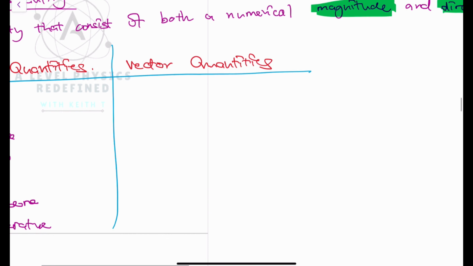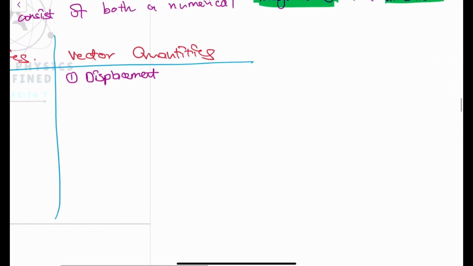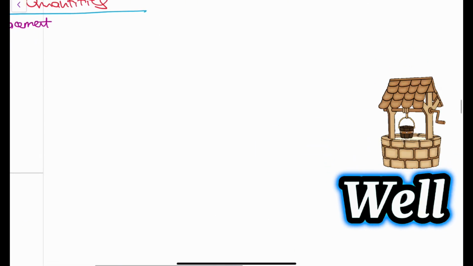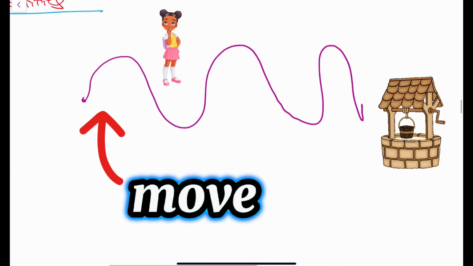Then for vector quantities, we have, for example, displacement. You have moved from point A to point B. Let's say there's a well at a certain point and you are at point A, the well is your destination, point B. If you move in a wriggly line until you reach your destination, so you're at this point and you just move like this, then you reach your well.